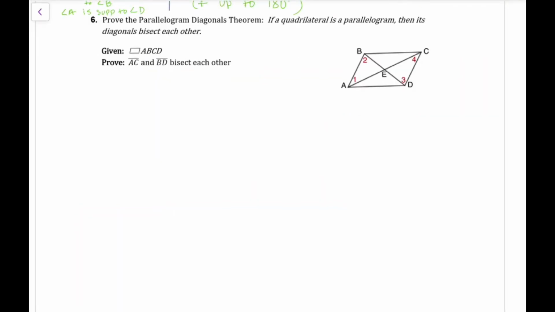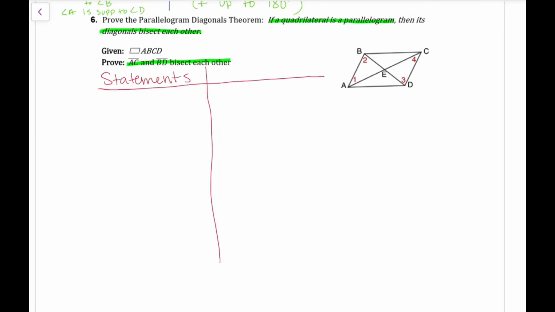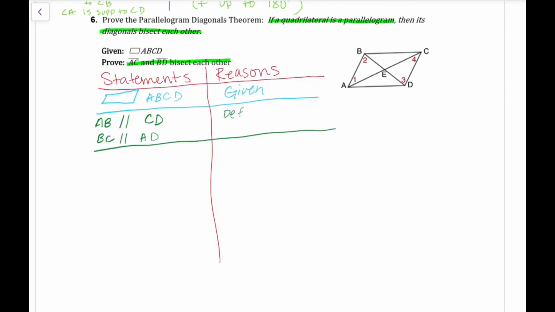Example 6, prove the parallelogram diagonals theorem. So if it's a parallelogram, then its diagonals bisect each other. We're given parallelogram ABCD. And so when it's a parallelogram, we're going to use that definition of a parallelogram to show that. We use our same side interior, alternate interior angle theorem. Usually when we have parallel lines, that's what we do. So AB is parallel to CD and BC is parallel to AD. And that will just be the definition of a parallelogram.